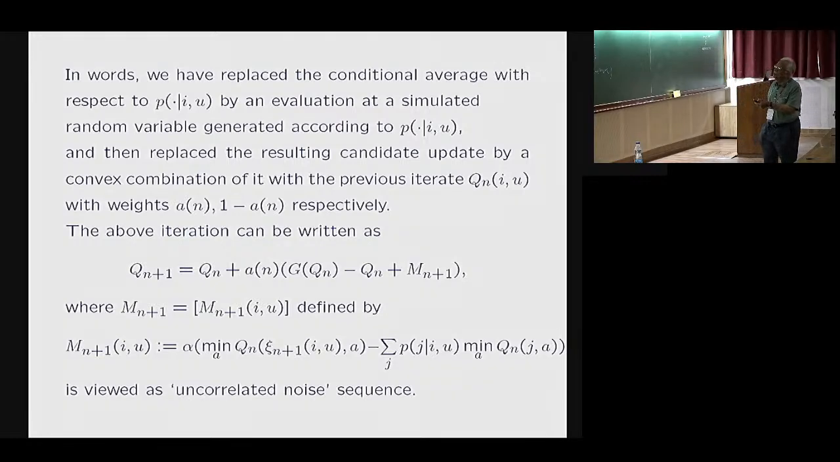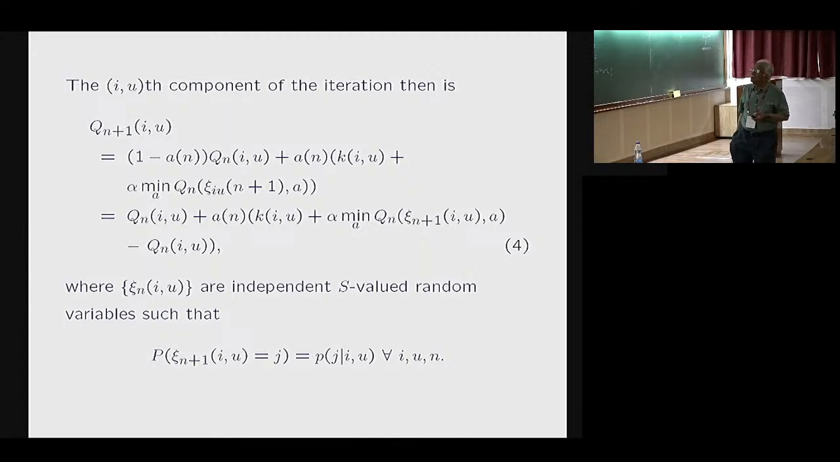Let me just repeat what I did. I replaced the conditional average by a simulated random variable with precisely the same transition probability, and then made the update incremental. I replaced the candidate update by a convex combination of the previous iterate and the correction term with these weights. Without this, if you just plug in the right-hand side with a simulated random variable, it will be like a random walk, more or less. Sorry, it's the same as this; I forgot to change that notation there.